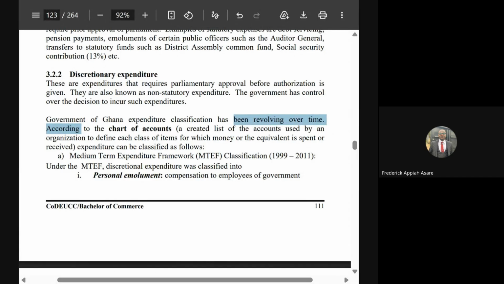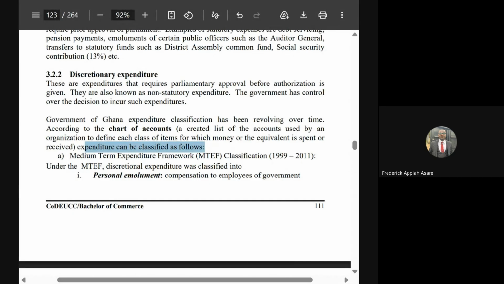Now, the expenditure side has evolved over the years. I'll tell you the current one that we are using. Over the years, we used to use what we call the chart of accounts. The chart of accounts is a created list of accounts used by an organization to define each class of item for which money or equivalent is spent or received. So when you use the chart of accounts, that is how the expenses should be classified.